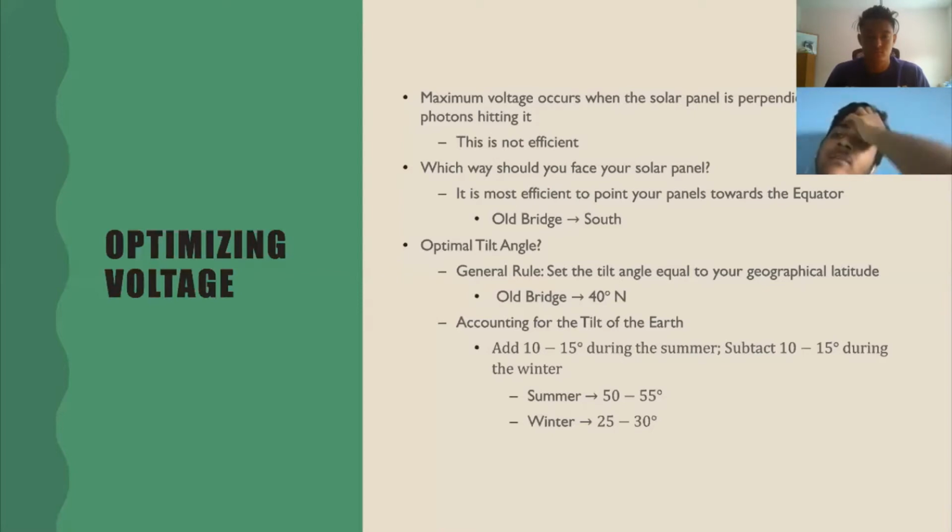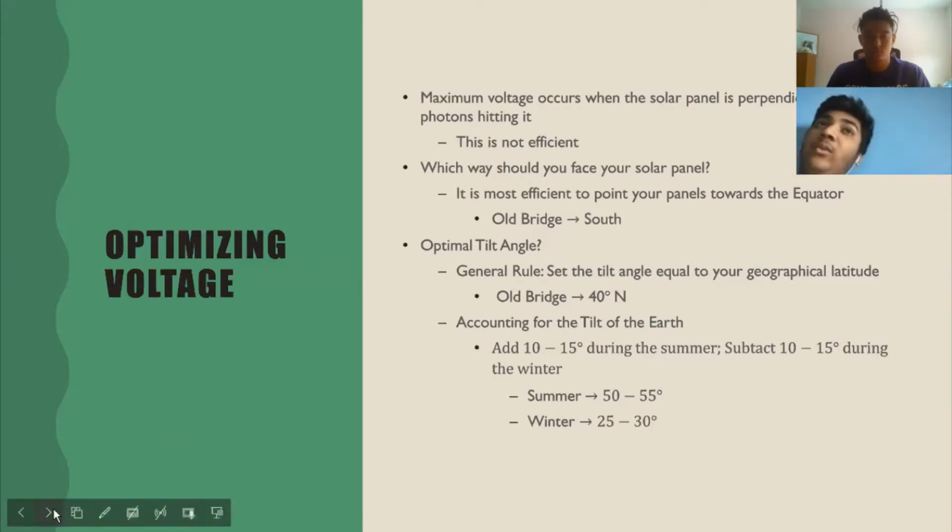That's the normal line. So the first thing we want to know is, which way would you face your solar panel? After doing some research, we found it's most efficient to point it towards the equator, because the equator gets the most direct sunlight throughout the year. So in Old Bridge, you would want to face it to the south because we are in the northern hemisphere.